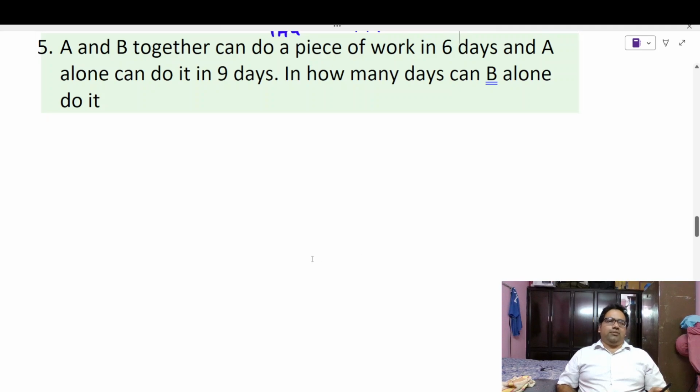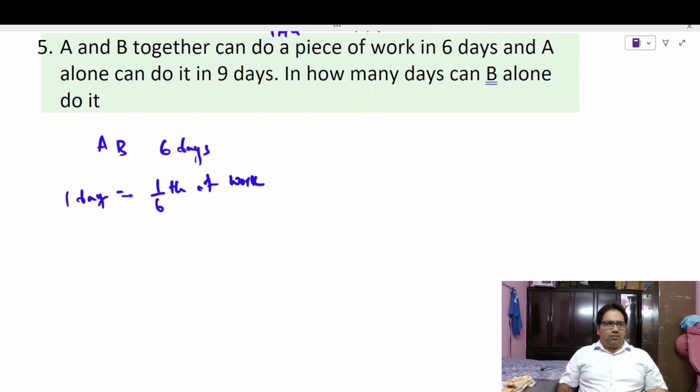Now let's look at another example. A and B can together do a piece of work in 6 days and A alone can do it in 9 days. How many days can B alone do? This is an easy problem. A and B together take 6 days. That means if they work for 1 day, it would be 1 by 6th of work. One day, if A and B work, 1 by 6 of work will get completed. And if A works alone for one day, he will complete 1 by 9th of work.